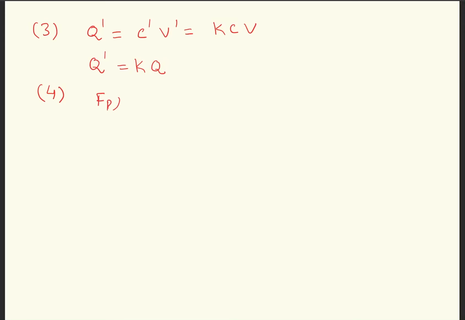Now force between plates depends only on charge on the plates. This is Q square by 2 epsilon naught. Here it will be Q dash square divided by 2 epsilon naught. So this will be equal to K square times of initial force between the plates. So force between plates will increase by a factor K square.